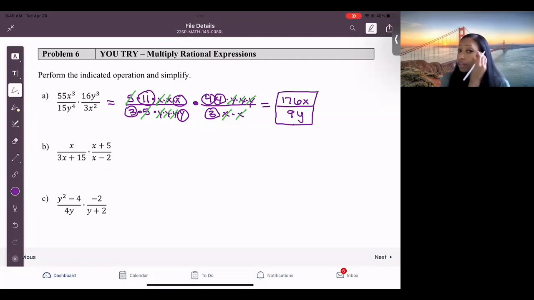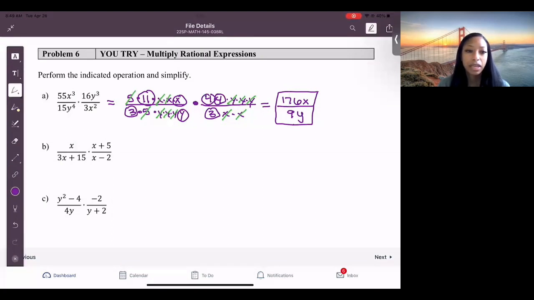Okay, so factor each numerator and denominator as much as possible. Cancel out any common factors in the numerators and denominators. And then when you multiply what's left, you'll have your answer in simplified form. Remember, we multiply the numerators and multiply the denominators. All right, on to part B.